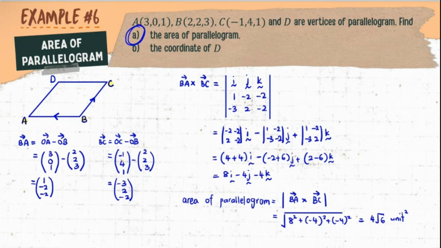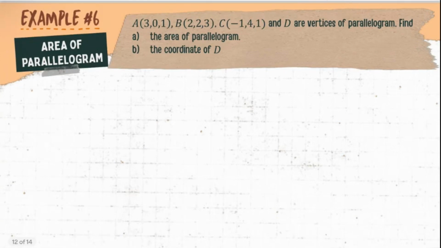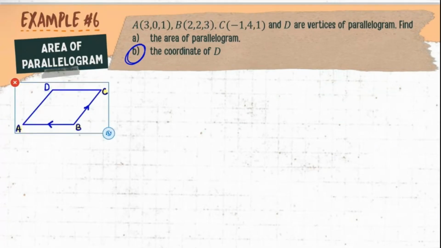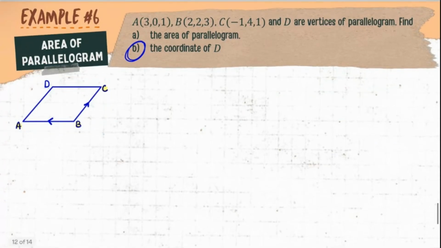Okay, memandangkan kita tak cukup ruang untuk jawab koordinat of D, so saya tambah page sekejap. Okay, now kita nak jawab yang B pula. Find the coordinate of D. Okay, macam mana dapatkan koordinat ni? Okay, saya gunakan gambar rajah yang sama. Okay, so let's say this is our parallelogram. Tadi kita dah ada koordinat of A, B, C. Kita nak cari D. Okay, untuk parallelogram ni sebenarnya apabila kamu dapatkan midpoint antara A kepada C, dia akan overlap dengan midpoint antara B dengan D.